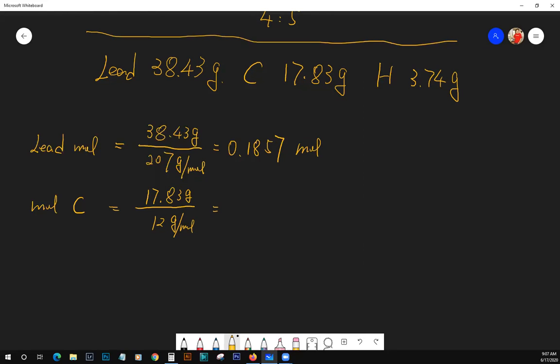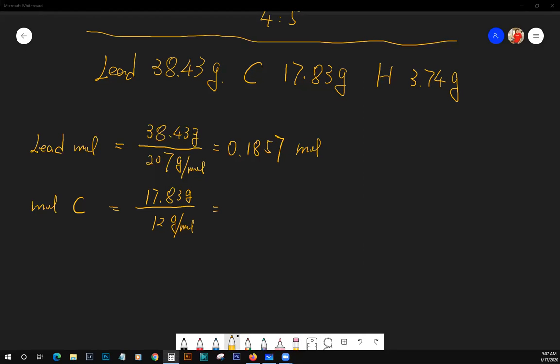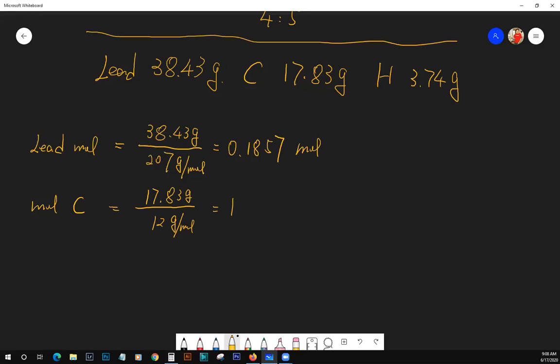Okay, so 17.83 divided by 12 is 1.4858 mole. Okay, the next part is hydrogen.